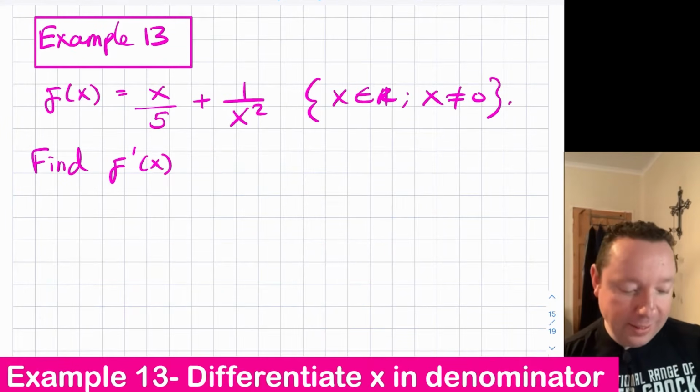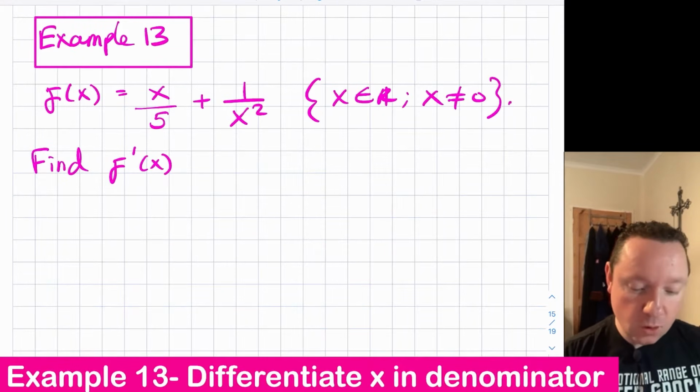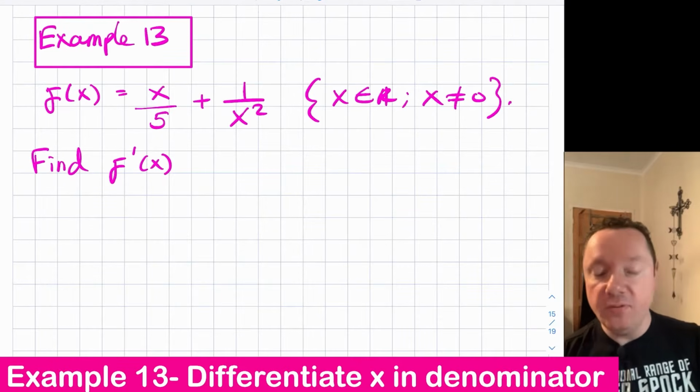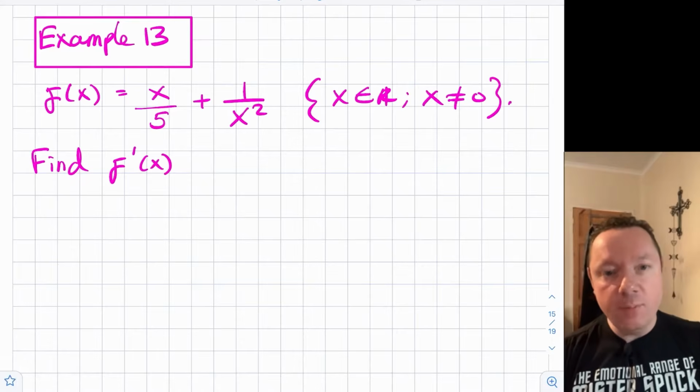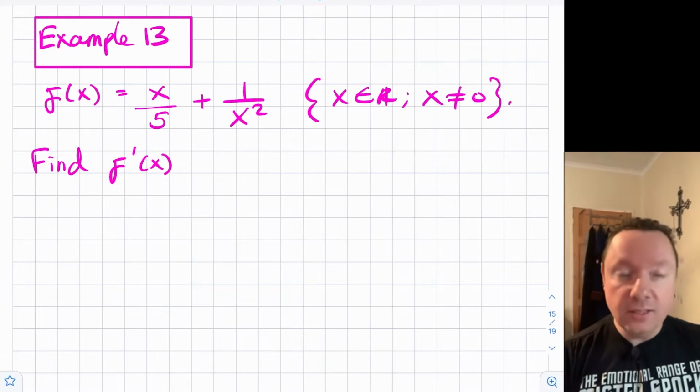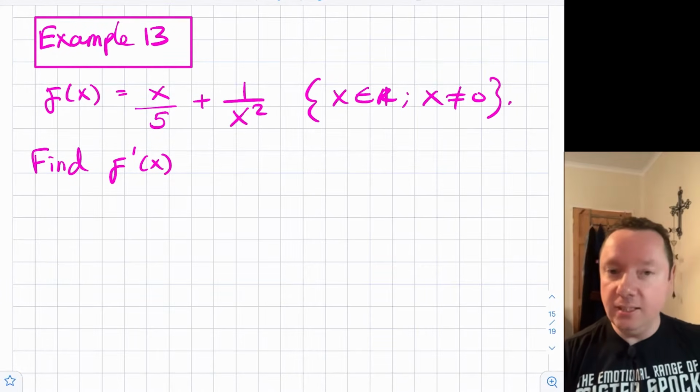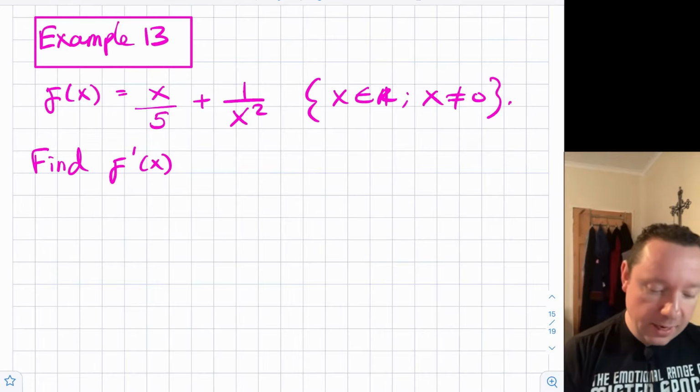Example 13. f of x is x over 5 plus 1 over x squared, where x is a member of real numbers. And in this case, we're told that x doesn't equal 0. This is just extra information that we don't actually need, but it lets us define the function because x can't be 0, because we can't divide by 0. We've still to find f dash x.